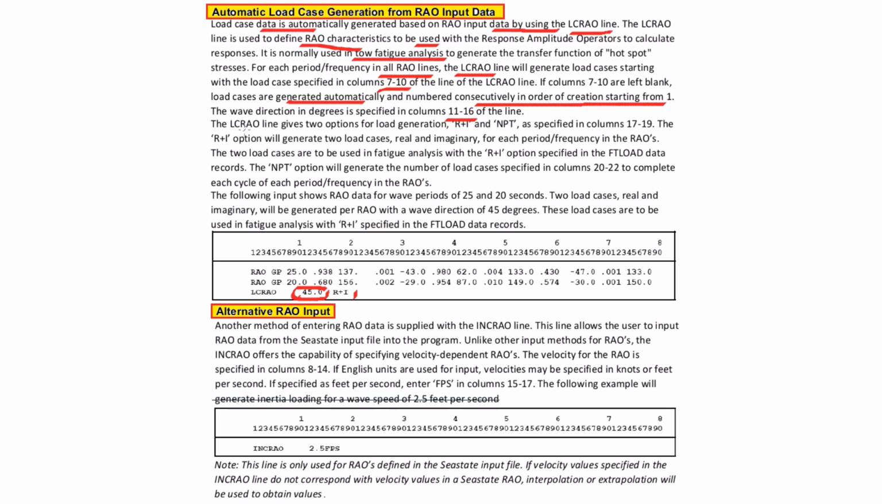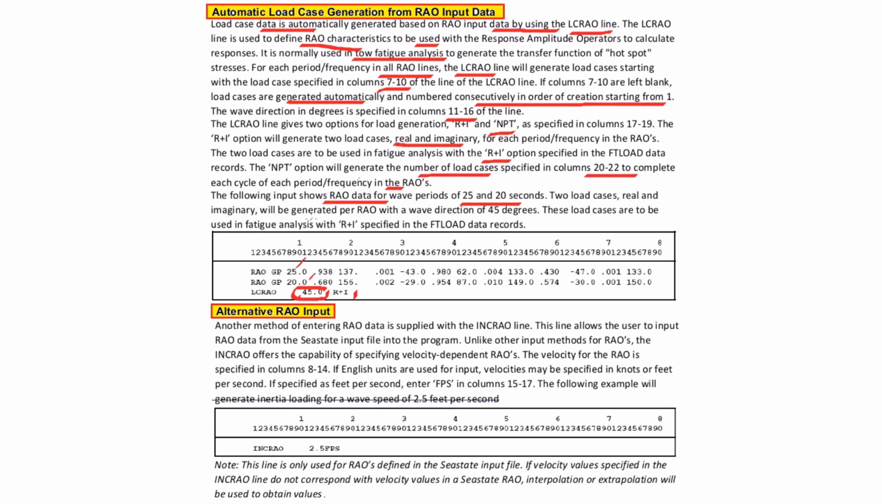Here we will see the load case RAO line gives two options for load generation, R plus I and NPT. The R plus I option will generate two load cases, real and imaginary, for each period and frequency of RAOs. Two load cases are to be used in fatigue analysis with the R plus I option specified in FTLOAD, fatigue load data records. The NPT option will generate the number of load cases specified in columns 20 to 22 to complete a cycle for each period frequency in RAOs. The following input sources RAO data for wave periods 25 to 20 seconds.